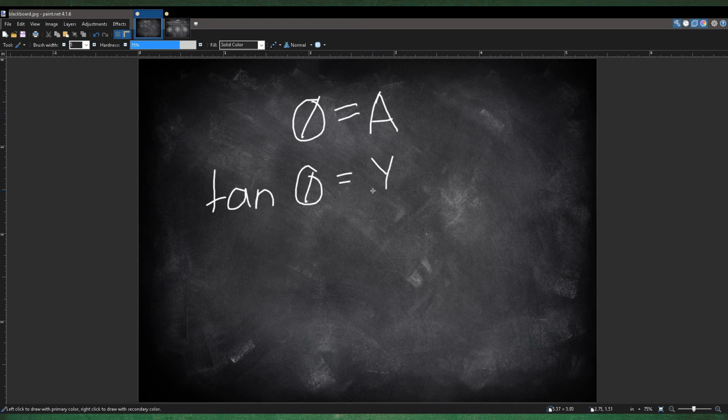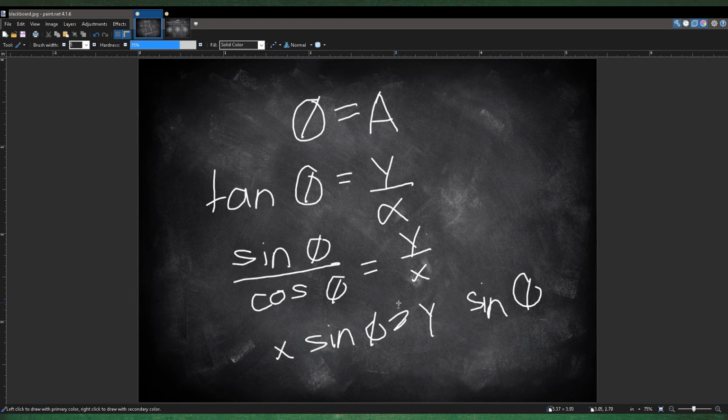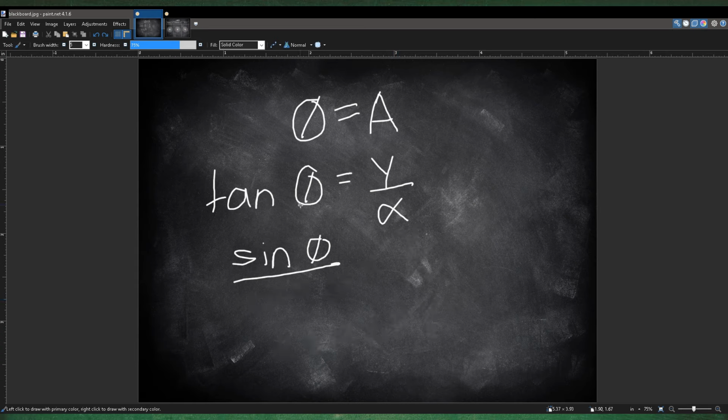Basically, we get, sorry, I wrote this wrong. We have tangent of theta is y over x, right? So basically, theta would be the ratio between x and y. So that's why it works, because it's kind of like a slope.